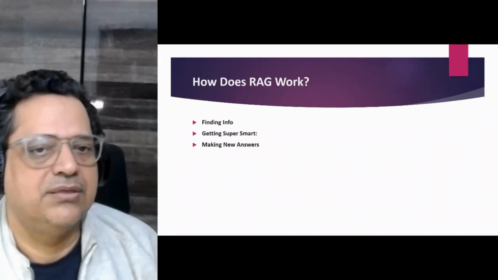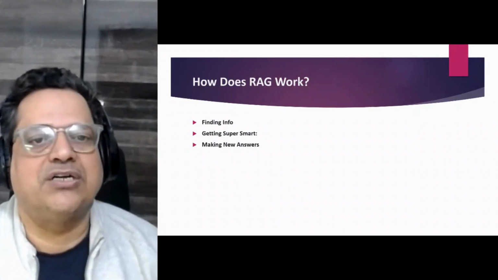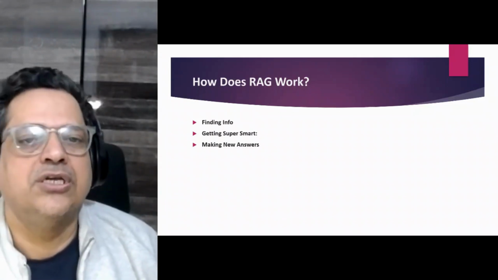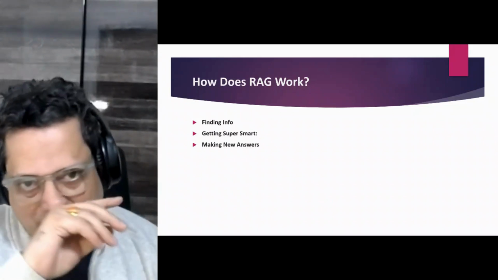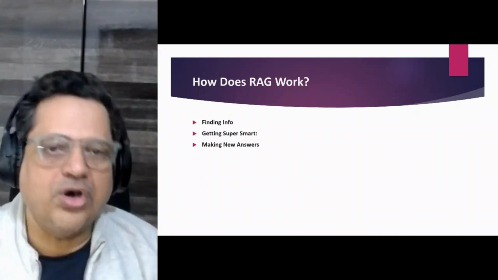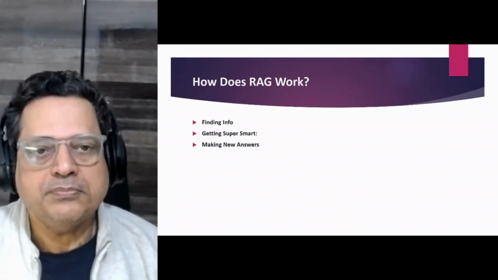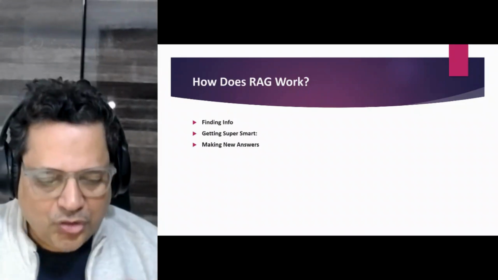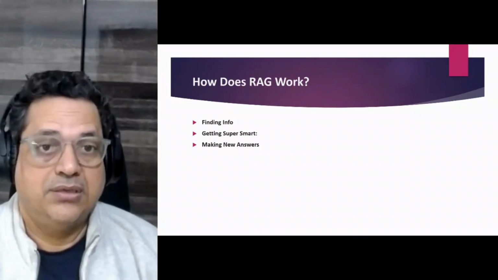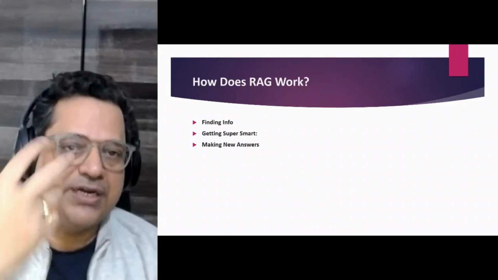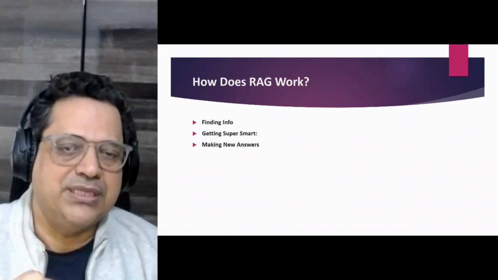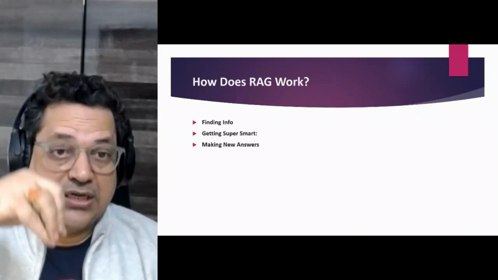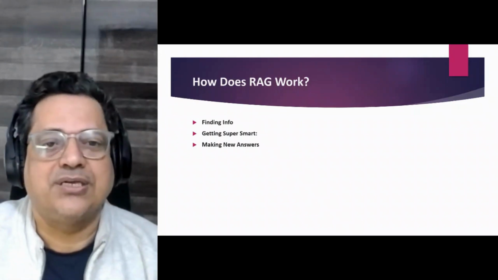That is the retrieval. Then comes creating super smart augmented information using the large language model. And how will you do it? By understanding more of your context or problem, right? So the large language model will augment the information retrieved by the previous step, which is finding info. On that basis, it will create a super smart answer, which is definitely a personalized answer to your question.